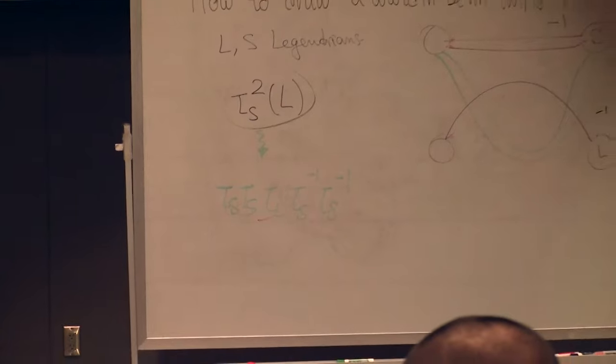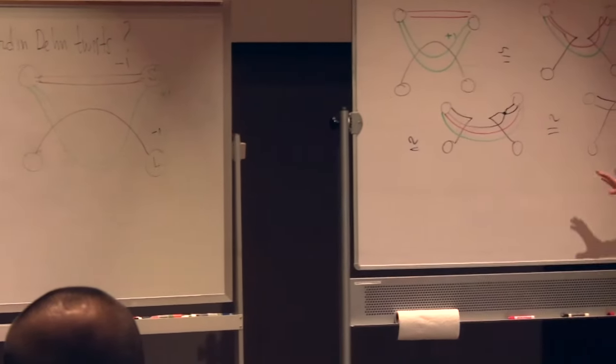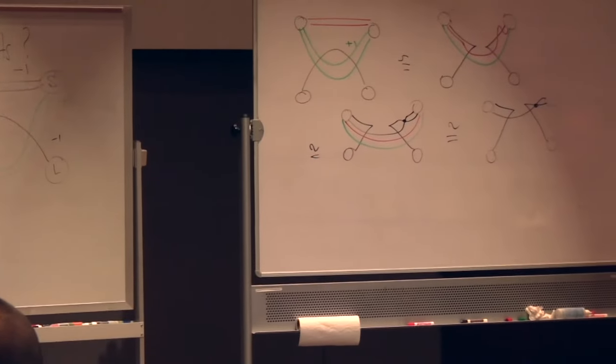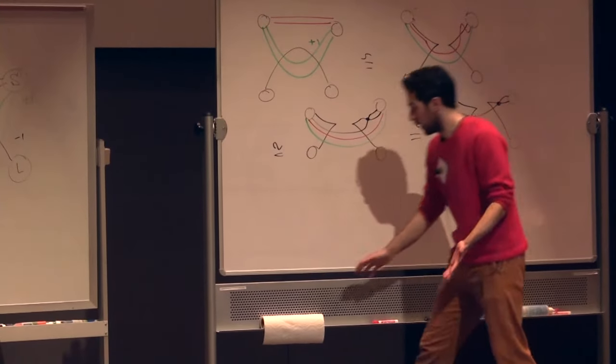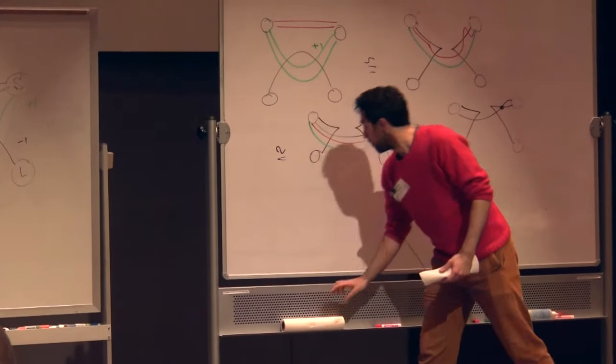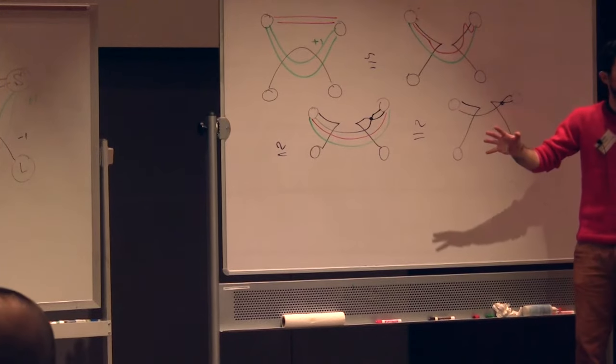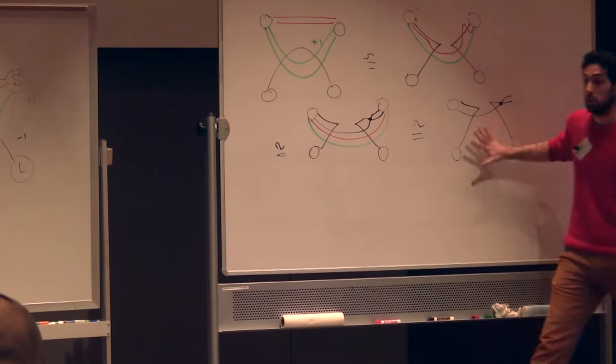OK, so that's the basic stuff you need to know about the front. So how to give in two Lagrangians or three Lagrangians or as many as you want. You draw them as these guys. Those are the zero sections. And then any word in a Dehn twist between them is just going to be pictures like that.